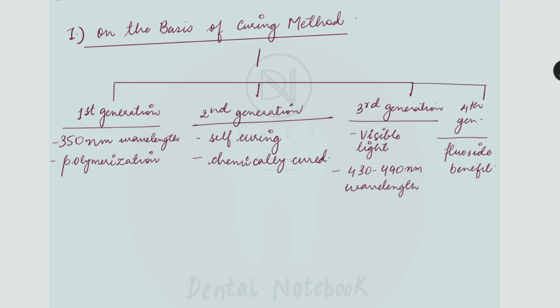First, cure with the help of polymerization at 350 nanometer wavelength. The second is self-curing, which is cured chemically. The third requires visible light. It requires a 430 to 490 nanometer wavelength, and the fourth generation has a fluoride benefit.